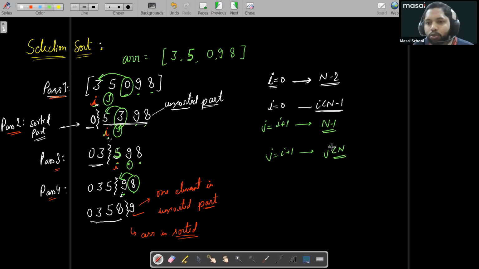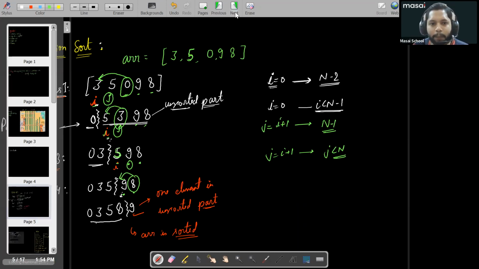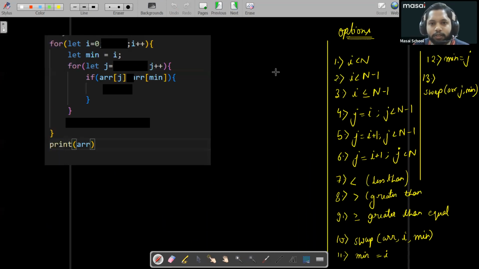So can you write the pseudocode of it, guys? Let's quickly revise the pseudocode. So this is the pseudocode, and here is one fun activity. You can call it a little bit of a dark game. Why it is dark, I will tell you.